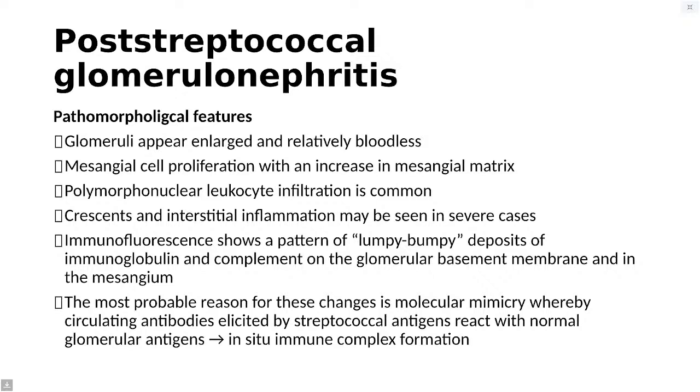What about pathomorphological features? Glomeruli appear enlarged and relatively bloodless. This is the first. Mesangial cell proliferation with an increase in mesangial matrix. The next is polymorphonuclear leukocyte infiltration, which is common. Crescents and interstitial inflammation may be seen in severe cases.